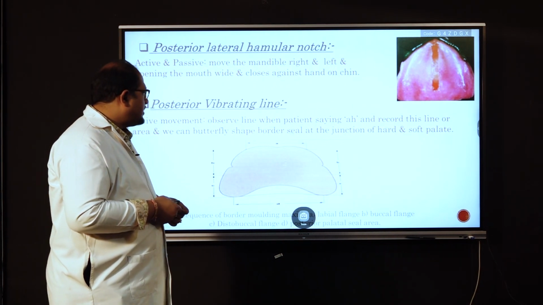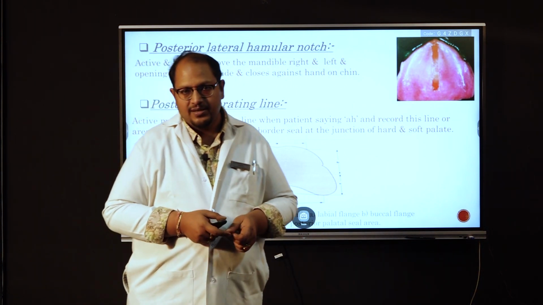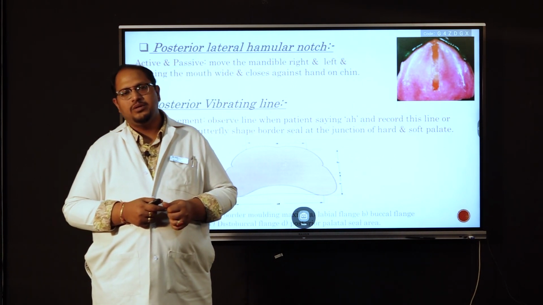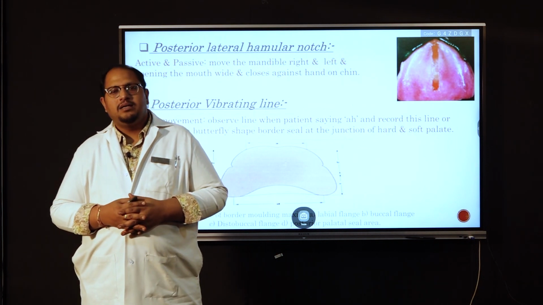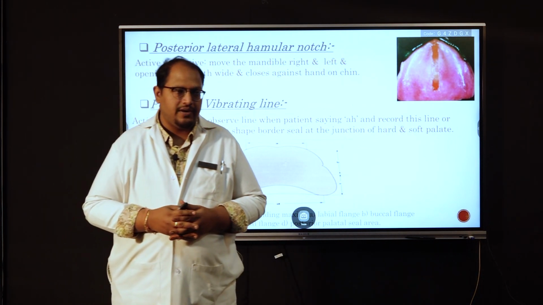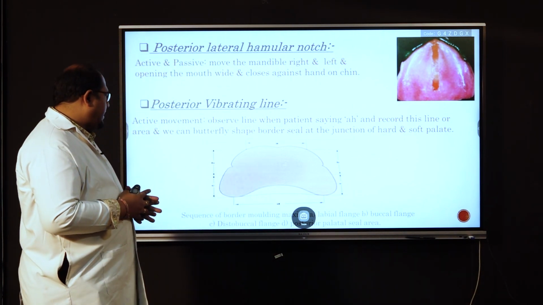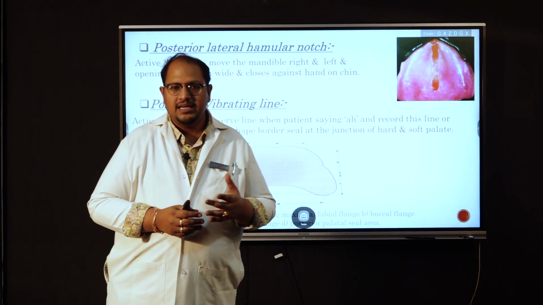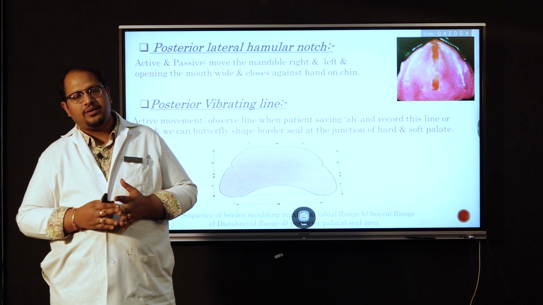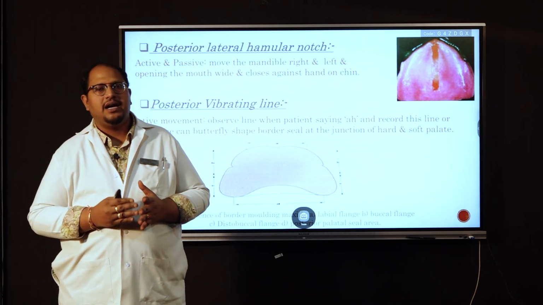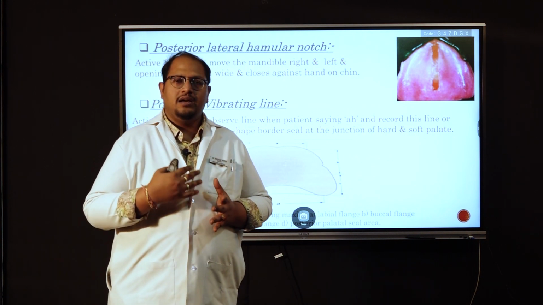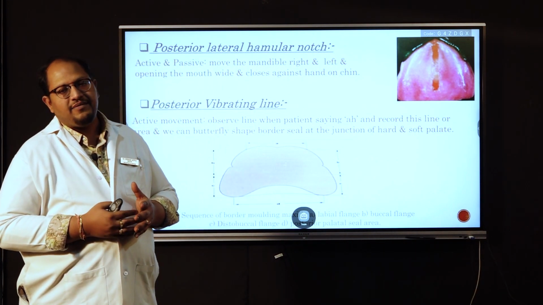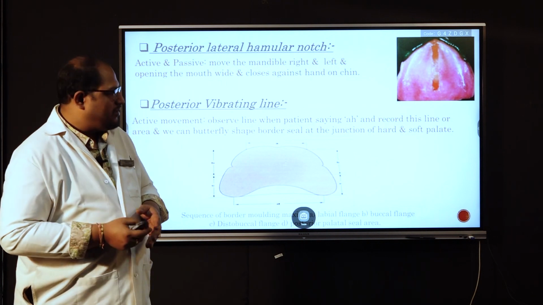Now coming to the most important thing, the vibrating line or the posterior palatal seal. The first important thing that we need to understand is that we have to locate where our posterior palatal seal area is. It is divided into two different sections, the anterior vibrating line and the posterior vibrating line. We will record it accordingly. We will ask the patient to say ah in a short vigorous motion. That will record our anterior vibrating line. And when we ask the patient to say ah in a non-vigorous motion, very heavily, that is the time when we will record the posterior part of the vibrating line.